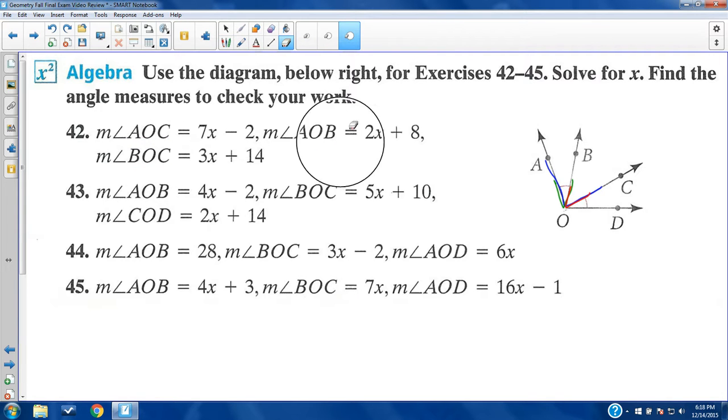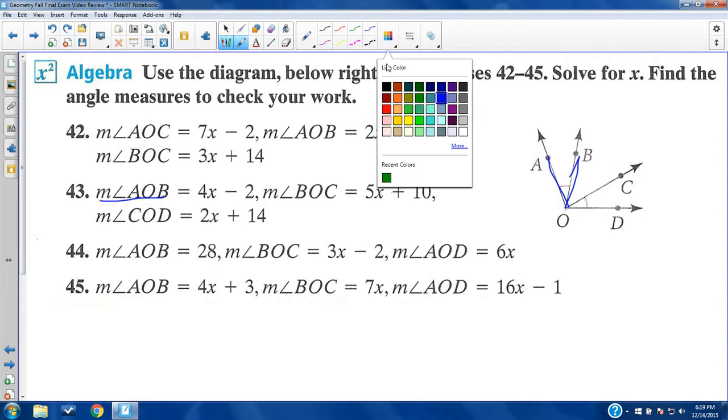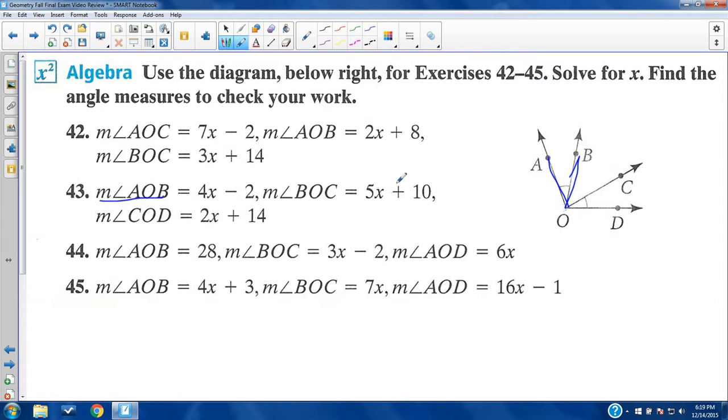Number 43. The measure of angle AOB is 4x minus 2. So let's see, that's this guy right here. Yep. BOC is 5x plus 10. And then COD is 2x plus 14.